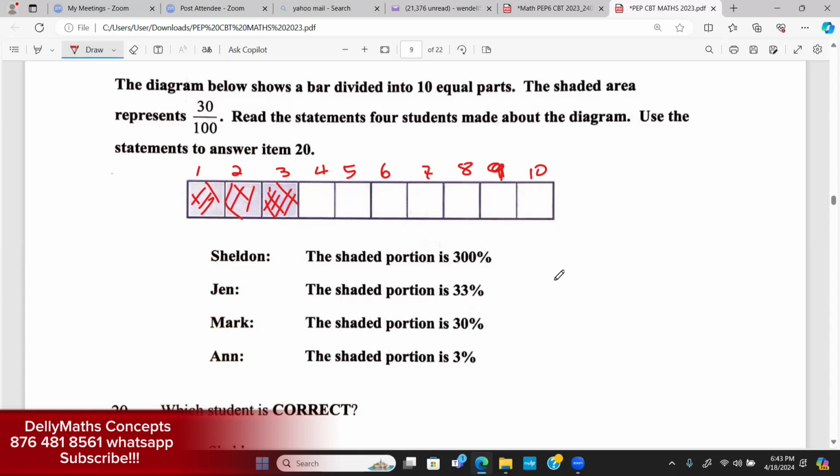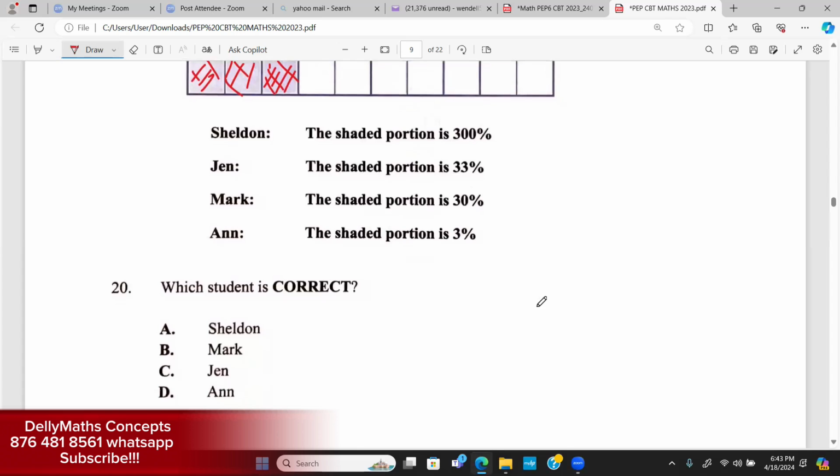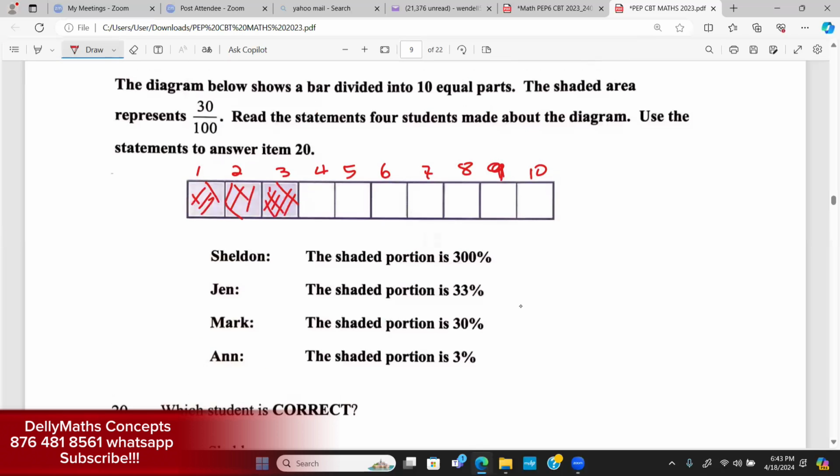Jane said it's 33%. Mark said it's 30%. And it is 3%. Which student is correct? So basically, what percentage is this? They're asking you. So you're saying it's 3 out of 10 times 100. Get your answer, and then you could just pick the answer without guessing, all right?